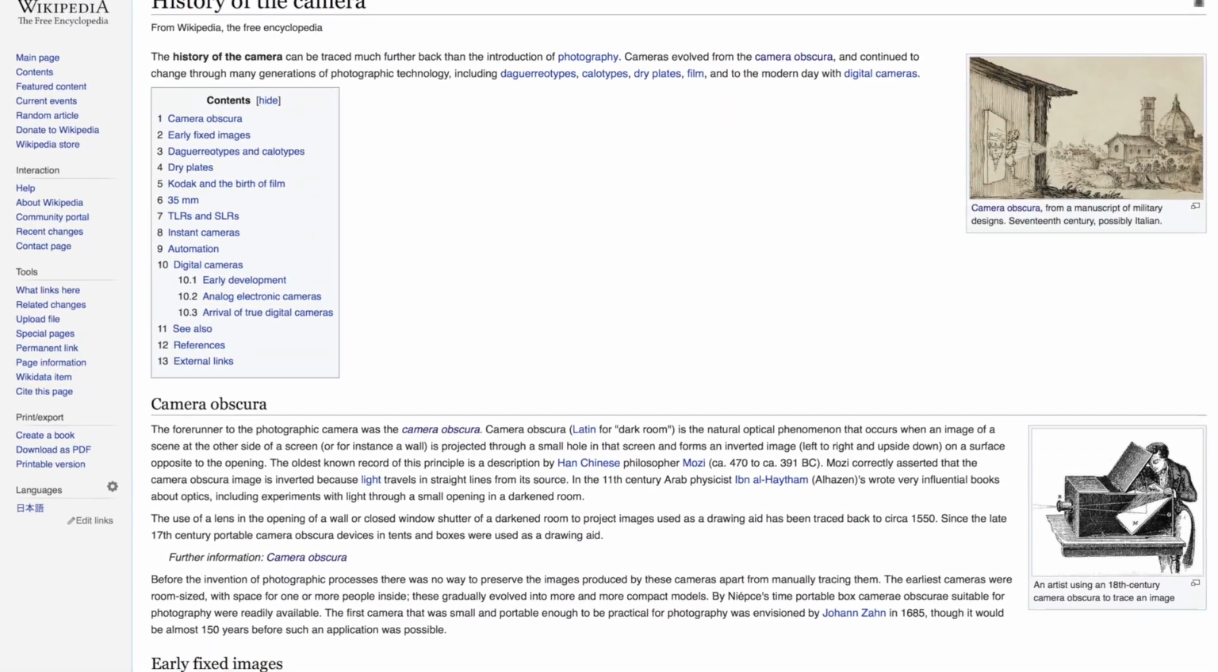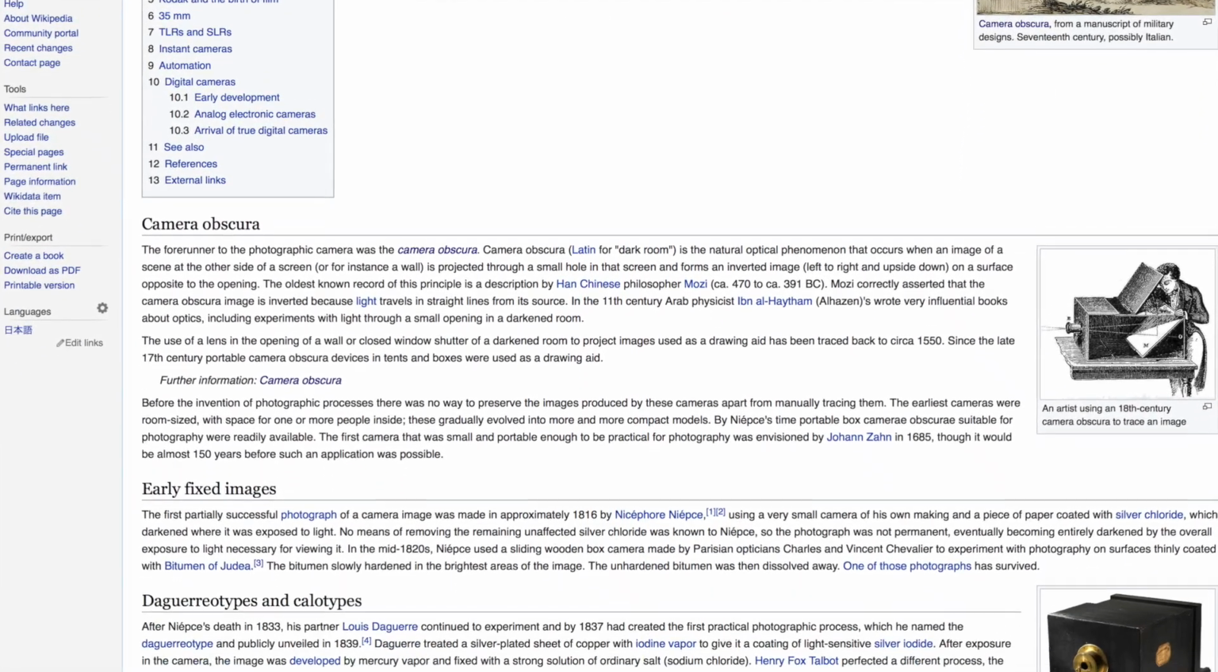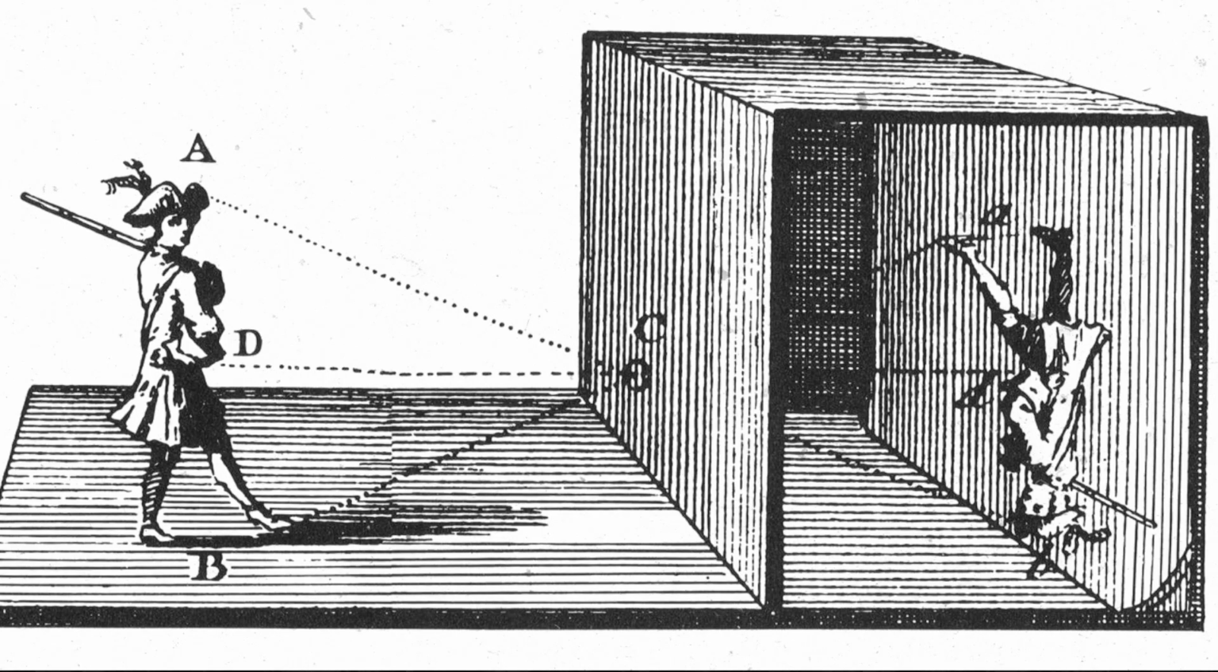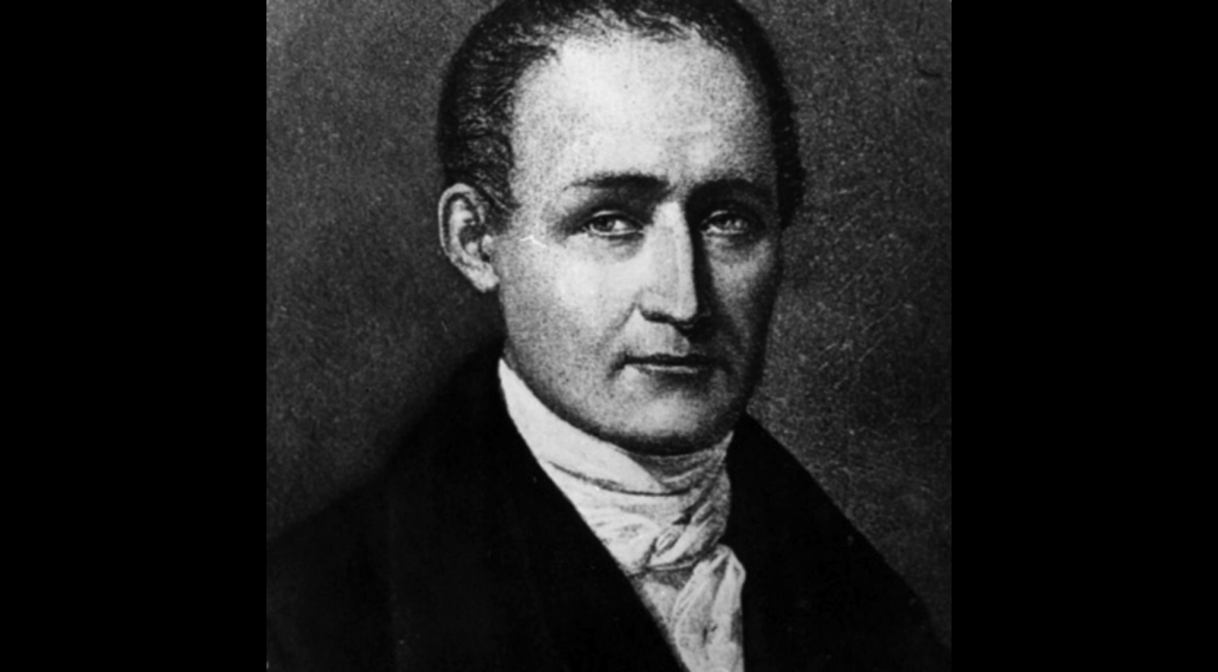Let's start off at the beginning, shall we? The history of the camera goes much further back than the introduction of just photography. Cameras evolved from the camera obscura and continued to change through different iterations, including daguerreotypes, calotypes, dry plates, film, and onto modern-day digital cameras. One man who was obsessed with this idea was Frenchman Nicéphore Niépce.